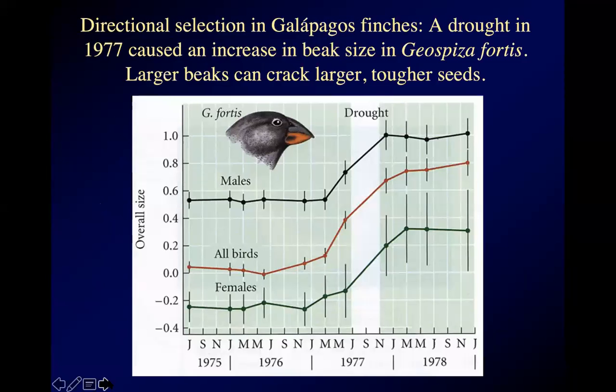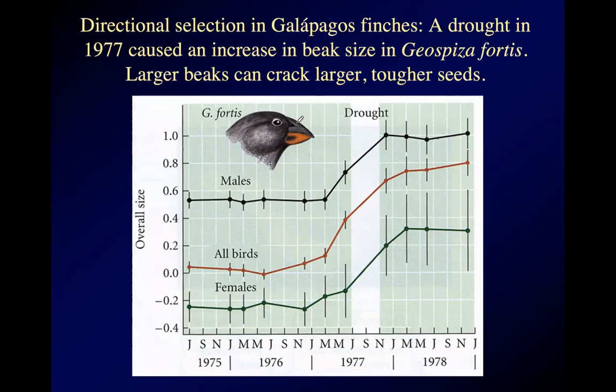But let's look at some examples. There's Geospiza fortis. That's one of the Galapagos finches. A couple of researchers at Princeton named Peter and Rosemary Grant have been going to the Galapagos every year for coming up on 50 years, studying populations of Galapagos finches. The Galapagos finches are some of the best studied populations in the world. And here's what they did.